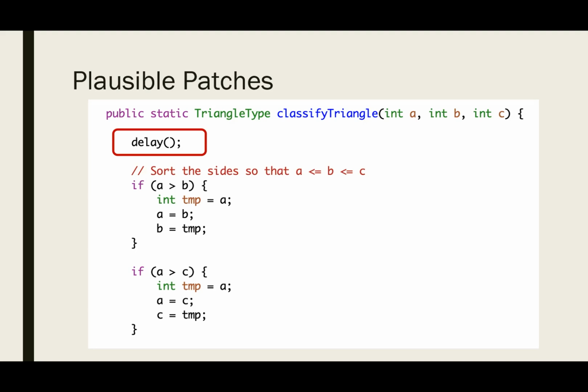This is a simple triangle program. Actually, I took this from the Gin genetic improvement framework. And this is the very simple example that they use to show how genetic improvement works. So this is a Java program, and in here you can see there's a delay.